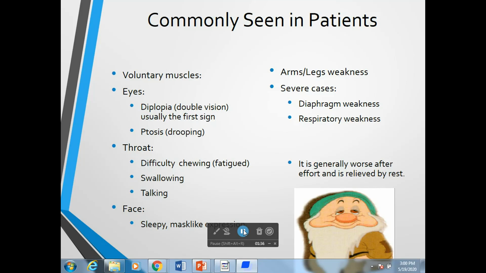Swallowing, talking. With their face, they'll have a sleepy, mask-like expression, very similar to Sleepy here from Snow White and the Seven Dwarfs. They'll have weakness in the arms and legs, and in severe cases, they'll have diaphragm weakness, which can turn into respiratory weakness. Again, it's generally worse after effort, and it's relieved during rest.